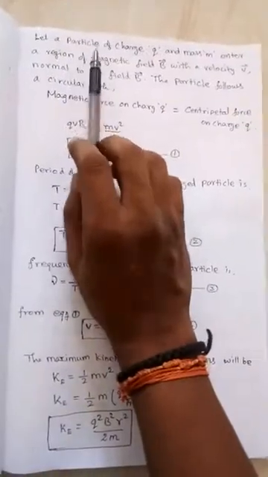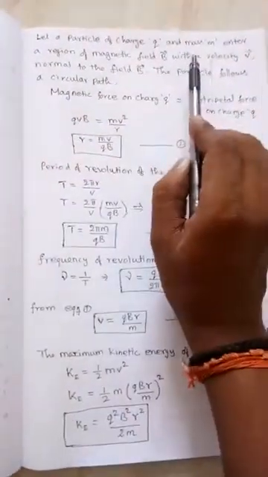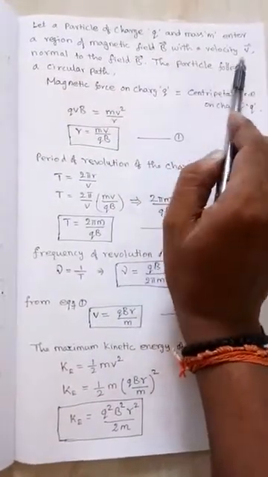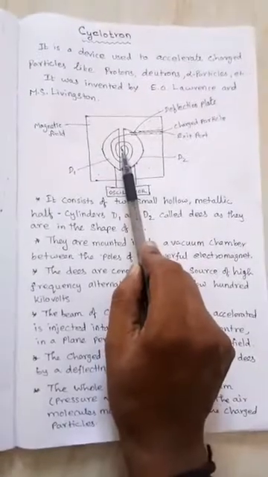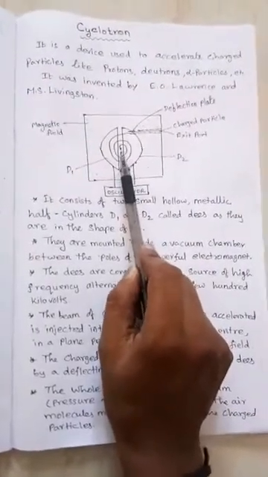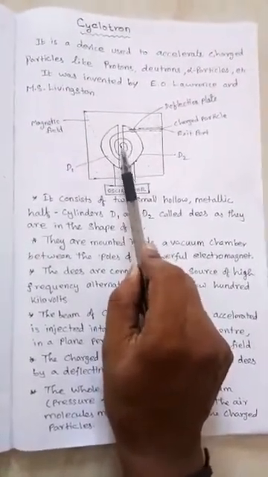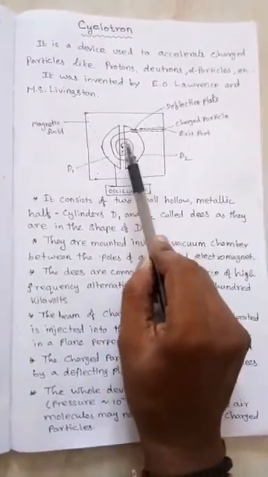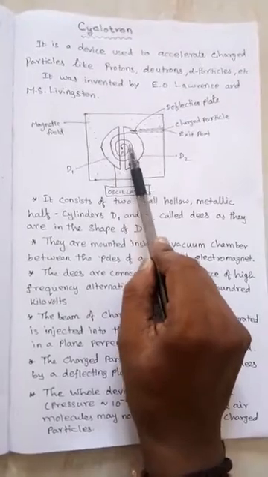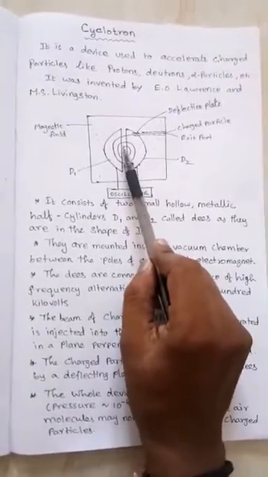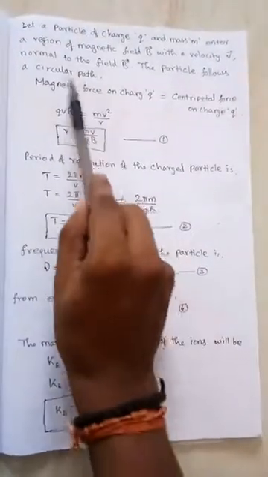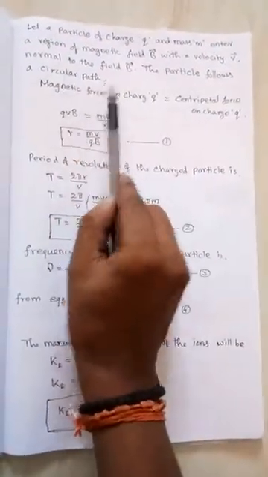Now, let us consider a particle of charge q and mass m entering a region of magnetic field B with velocity v. If you consider a proton, the proton has charge q and mass m. When a charged particle moves inside the magnetic field, it experiences Lorentz force, which makes it move in a circular path.